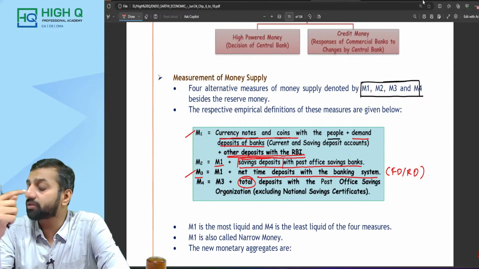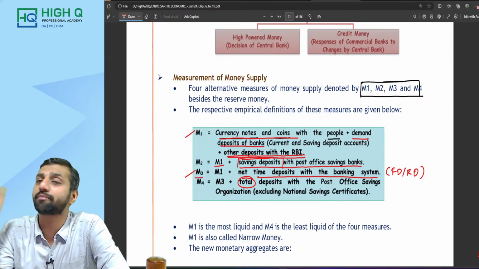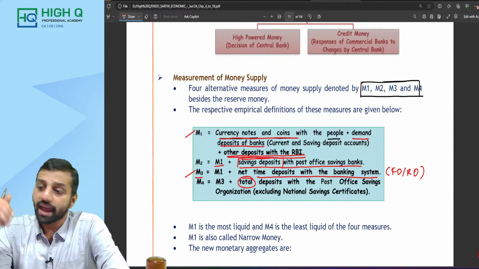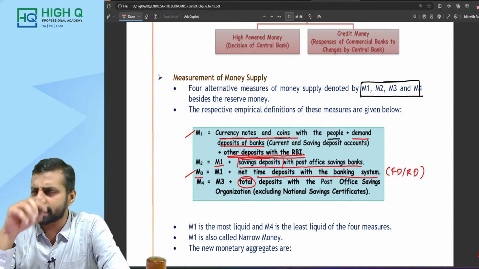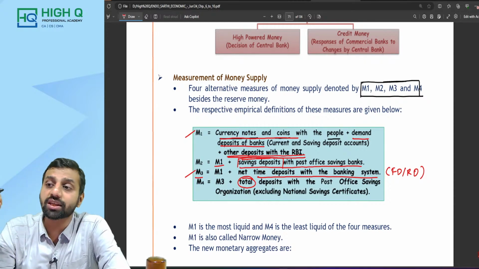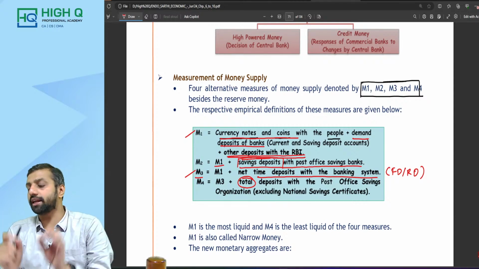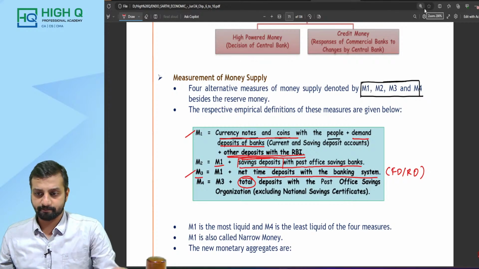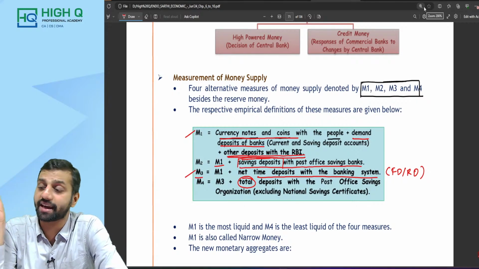So we have a comparison between M1, M3, M2, M4. Difference between M1 and M3 is the treatment of time deposits. M1 does not include time deposits, whereas M3 includes the time deposit. M1 is more liquid but lesser money supply. Since the money supply is less, it is called as narrow money. In M3, it is less liquid but more money supply. Since the money supply is more, we call it as broad money. So beta, everybody, what is M1 called as? Narrow money. What is M4 called as? Broad money.